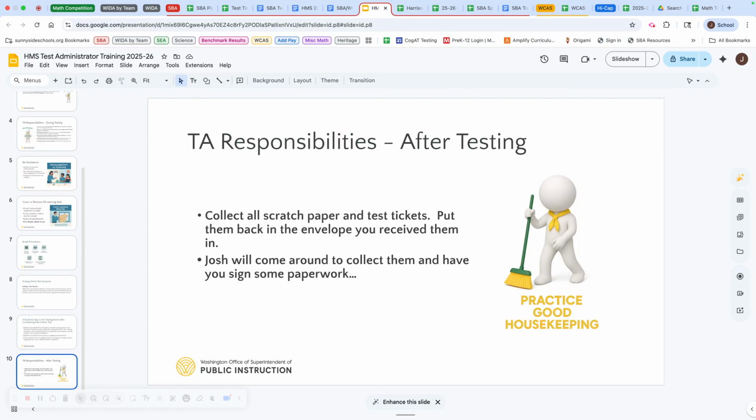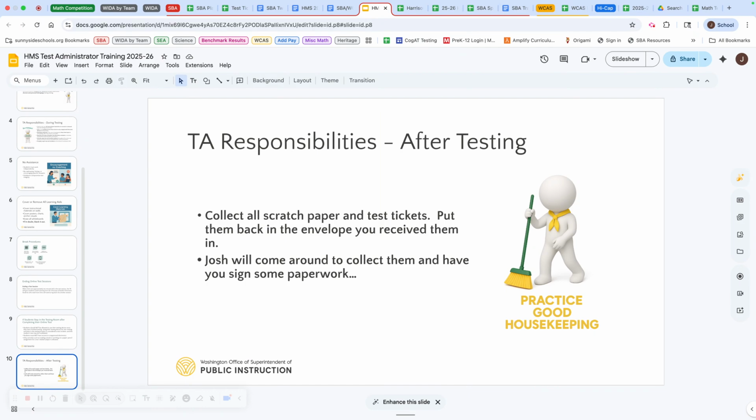After testing, we'll collect all scratch paper and test tickets. Again, I'm asking that folks staple the scratch paper that belongs to a student to their respective test ticket. It just keeps everything tidy. You'll put them back in one of two envelopes, either a still testing envelope or a finished testing envelope.